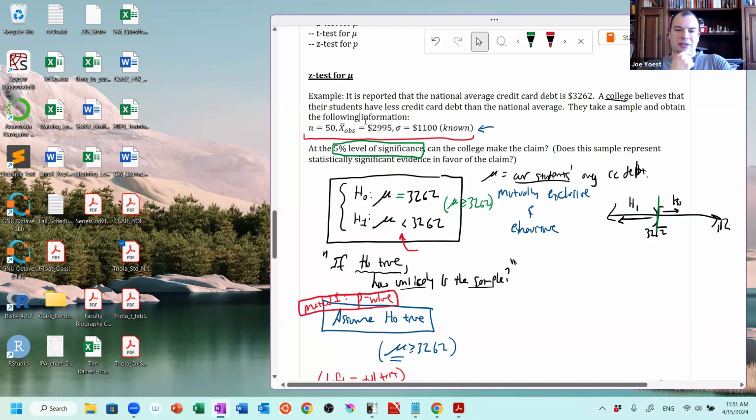Wouldn't it be nice if I said, what's the borderline X bar observed? What's the cutoff where I say, for a setup like this, sample of size 50, standard deviation 1100, 5% level of significance, what's the borderline X bar observed where I can say, if your X bar observed under this setup is less than this number, yes, you can reject. If it's not less than this number, no, you cannot reject. Then I can go around to each college and just look at my X bar observed and compare it to that number and right away tell whether I could reject or not.